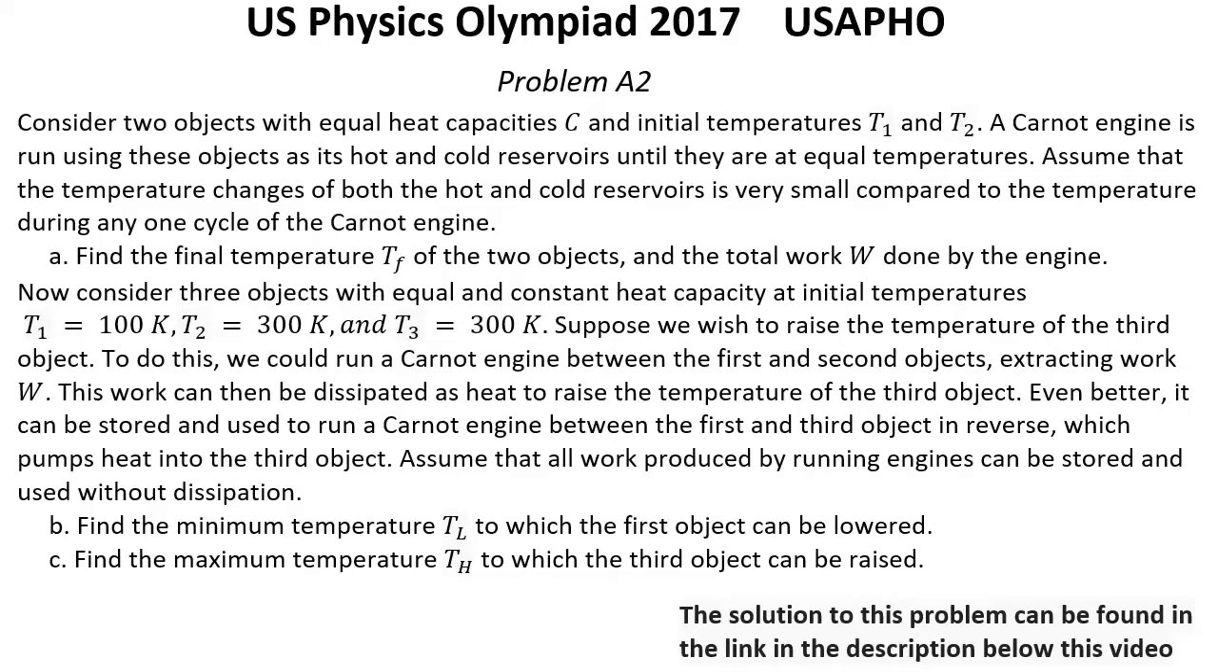Even better, it can be stored and used to run a Carnot engine between the first and the third object in reverse, which pumps heat into the third object. Assume that all work produced by running engines can be stored and used without dissipation. Question B. Find the minimum temperature TL to which the first object can be lowered. Question C. Find the maximum temperature TH to which the third object can be raised.